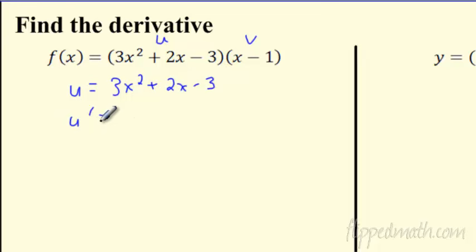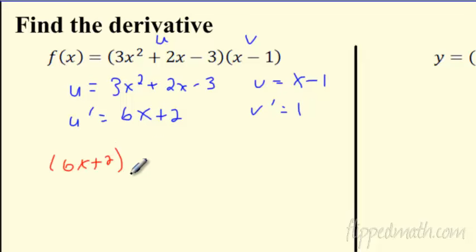The u prime. So the derivative of u. Or I'm sorry, here's the first function, u, 3x squared plus 2x minus 3. Find the derivative. I get this. v's not so bad. It's just x minus 1. So v prime is just 1. And then put it all together. We've got the derivative of the first, 6x plus 2, boom, times the second, which is x minus 1. And we're going to add to it what?